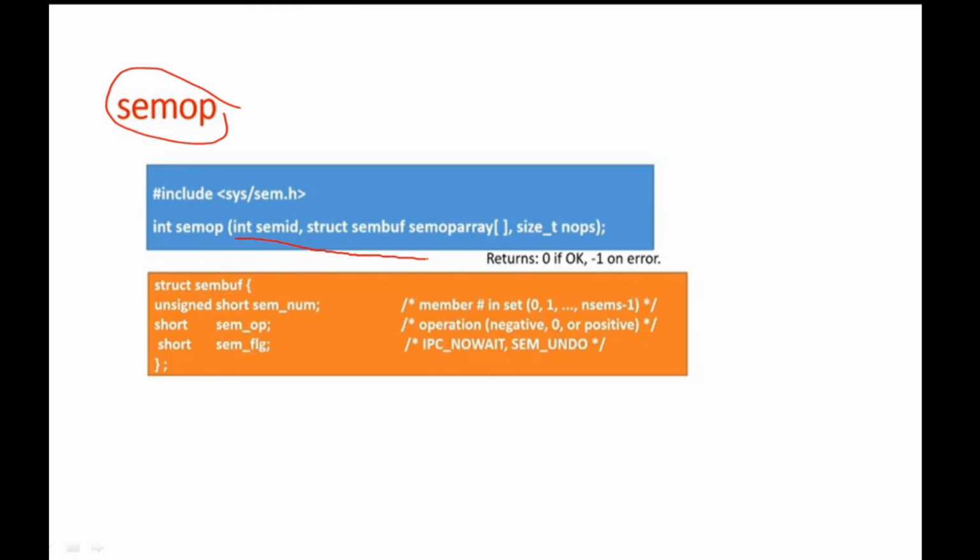This is the syntax for that. Semid, on which semaphore you are going to perform the operation, that you have to specify. Then the semaphore array is there, then the size, the number of operations you are going to perform. So here the sembuf structure is going to have three values. The first one will be the sem_num, the semaphore member number in the set, that is 0, 1 till nsems minus 1. Then the sem_op, that is a negative, 0 or positive operation you are going to perform. Then the flag, whether IPC_NOWAIT or SEM_UNDO, these operations will be performed, and the pointer of the structure will be passed as a parameter to your semop.